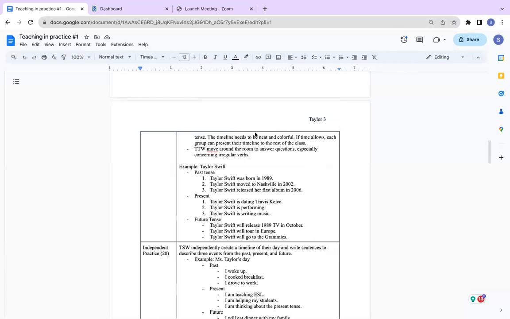Once we've started this practice, I would be moving around the room and helping. I would have students in heterogeneous groups so that higher students could help the students with lower language ability.